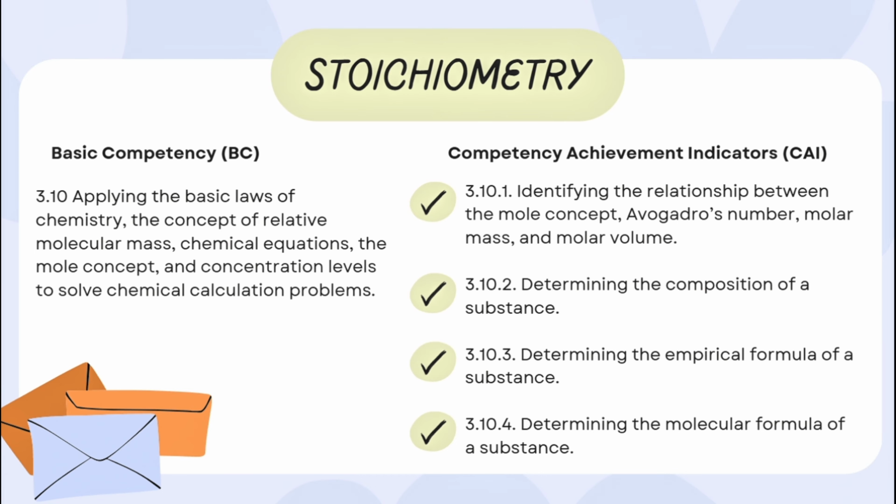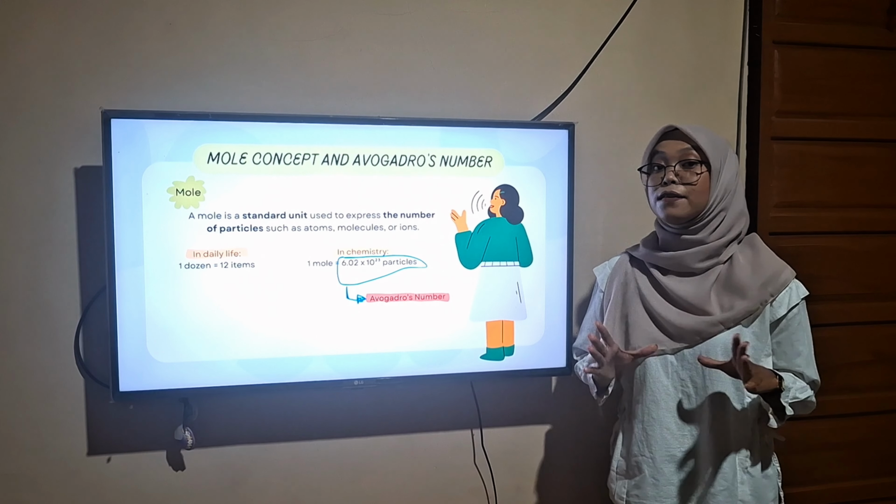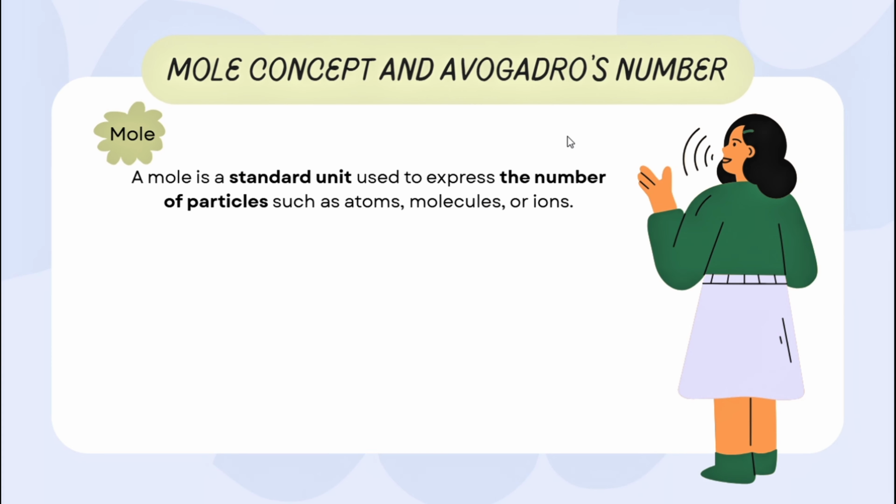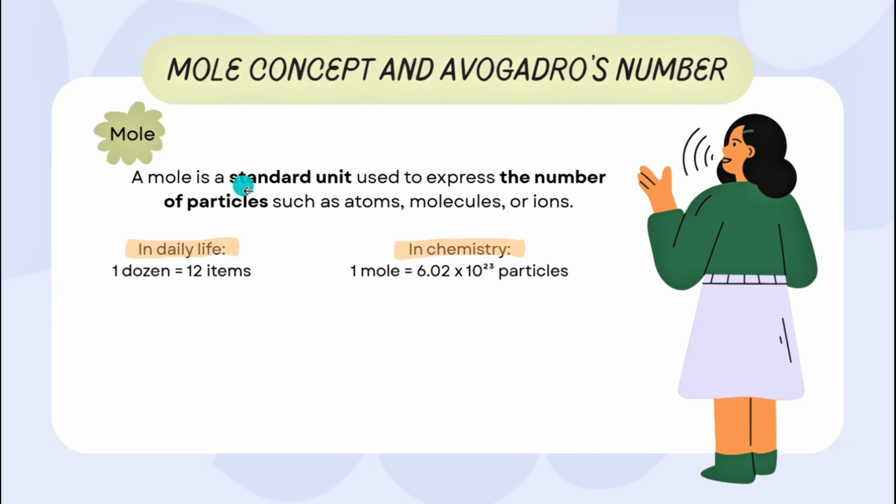Now, from all these topics, we have 4 competency achievement indicators, but today we're going to focus specifically on the mole concept, Avogadro's number, molar mass, and molar volume. So, let's get started. First, we'll learn about the mole concept and Avogadro's number. In daily life, we use special counting units to make counting easier, like 1 dozen means 12 items. In chemistry, 1 mole equals 6.02 times 10 to the power of 23 particles, and it's called Avogadro's number.